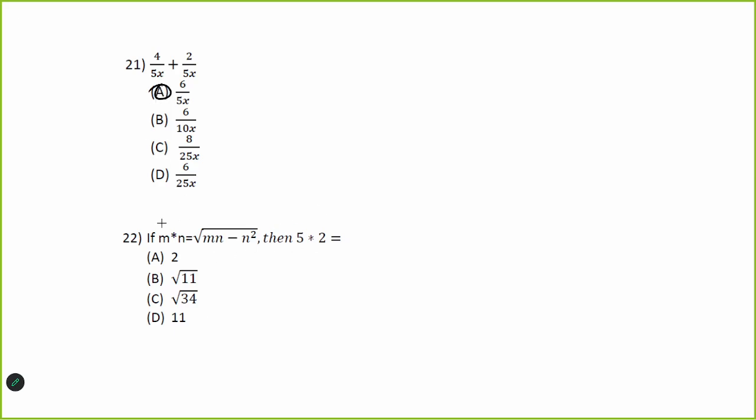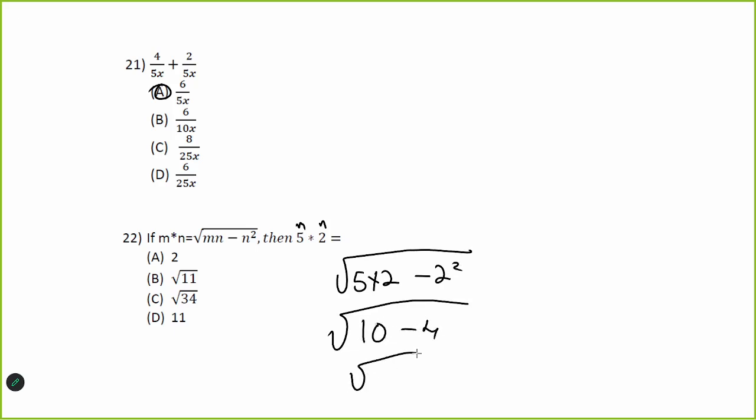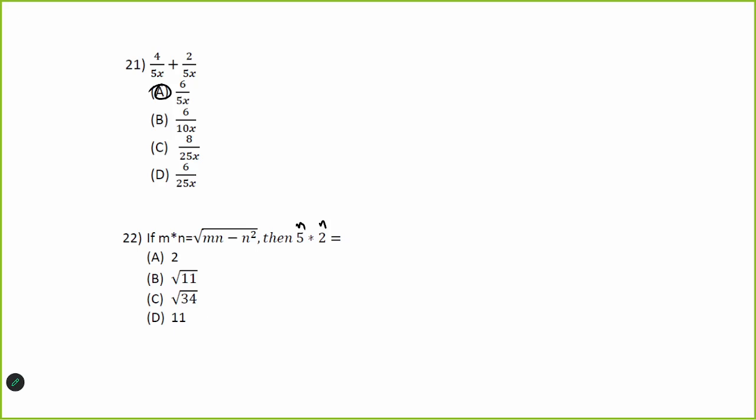This one here, this is M and this is N. So they said 5 multiplied by 2 minus 2 squared, that is the square root of 5 2s are 10 minus 4. What did I do wrong here? 5 2s are 10, minus 2 2s are 4. So I made a mistake in this. This is m to the power of 3, because when I was doing this, I typed it down. So let's just fix that up. M to the power of 3.